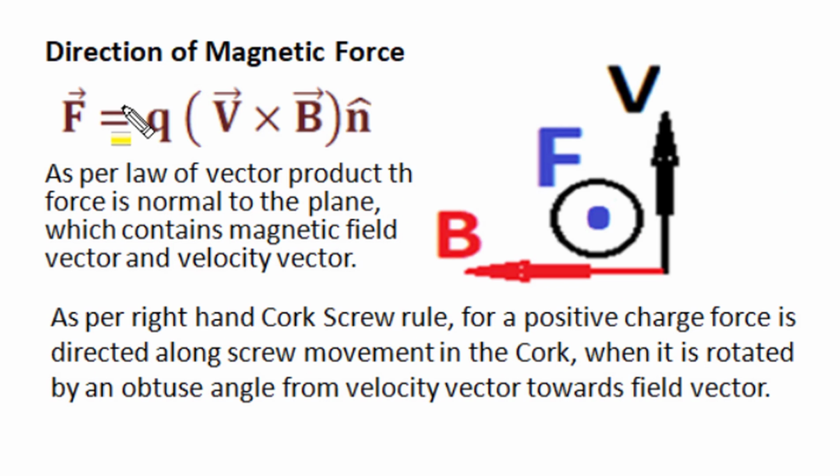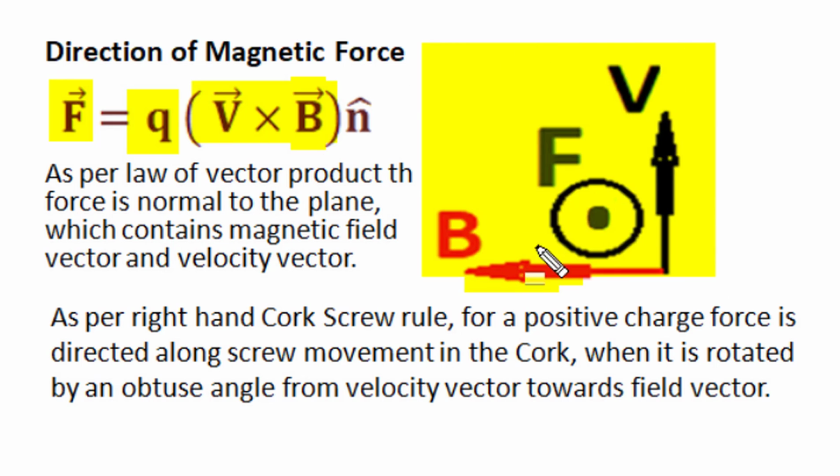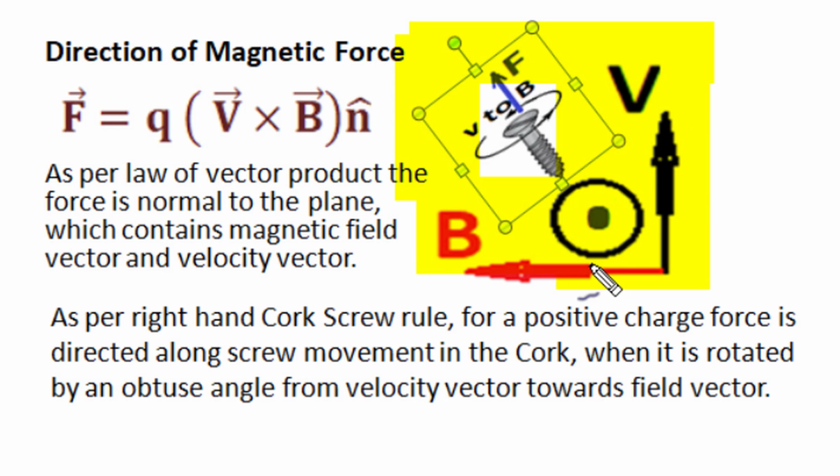Force on a moving charge in a magnetic field is given as q times the vector product or cross product of the velocity vector and the magnetic field flux density vector, and as per the law of vector product, the direction of this resultant vector must be perpendicular to the plane which contains the velocity vector and magnetic field flux density vector, as in this yellow highlighted screen plane. First, identify the common plane of the velocity vector and magnetic field vector and place a cork and screw axis perpendicular to this plane.